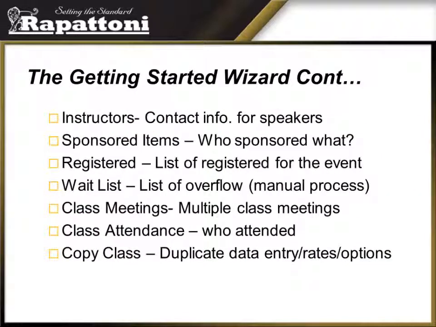We also had a number of miscellaneous items down the right side, which, for instance, is where you link your instructors to your class, and which office is sponsoring what. You can cross-reference who's registered, as well as if anybody's on the wait list. If there's multiple class meetings, you can check that out and see what times those are going to meet, as well as track class attendance. And of course, you have the great copy class to help, so you don't have to duplicate every single class every single month if you're offering it that often.